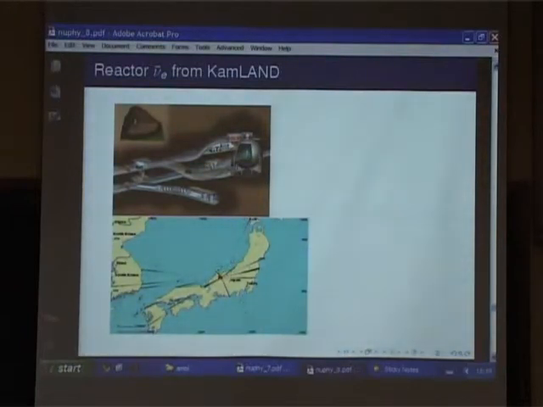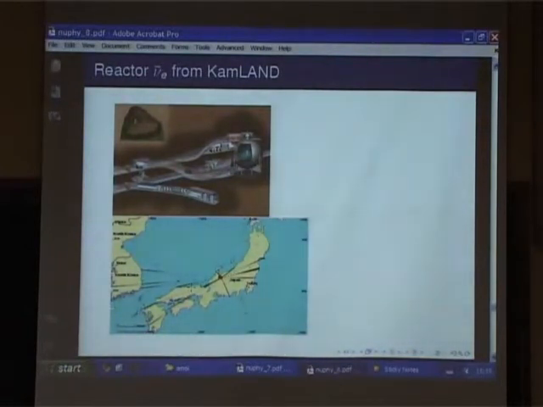And all these rays that you see show you where reactors are. So reactors are here, here, here, here, and so on. And from all of them, neutrinos will travel to this experiment. The experiment is called KamLAND.